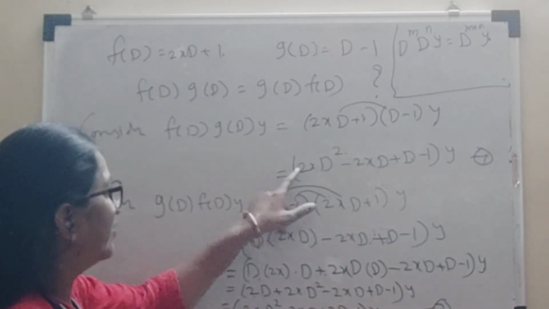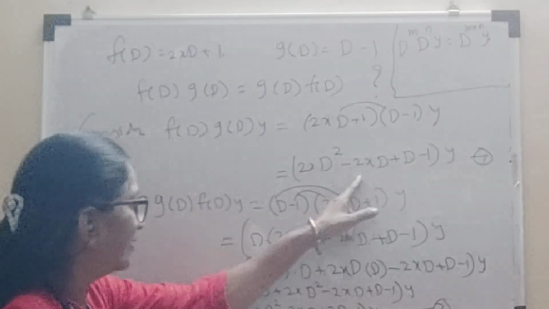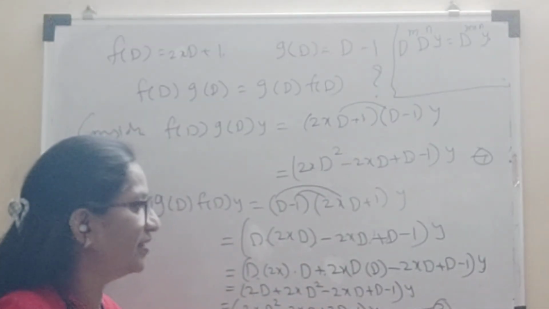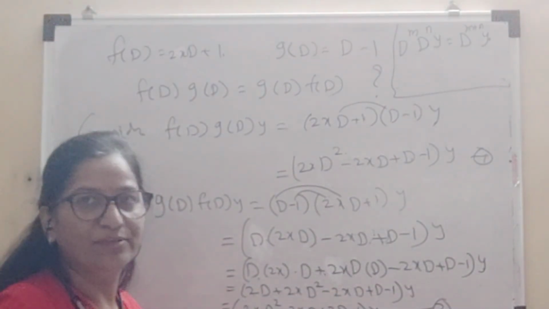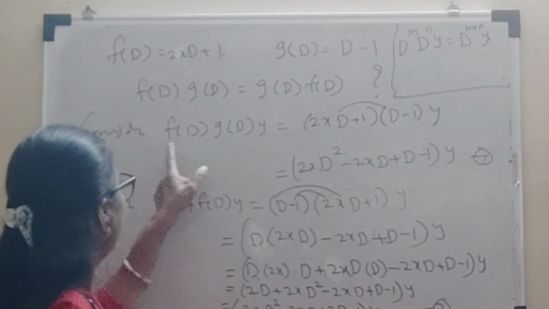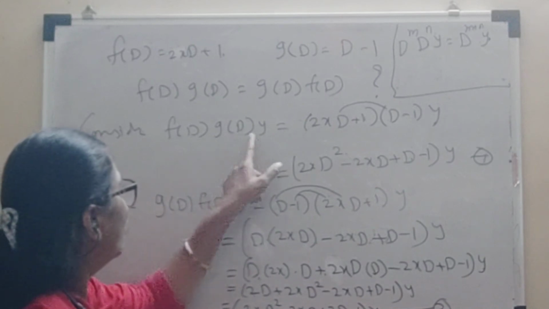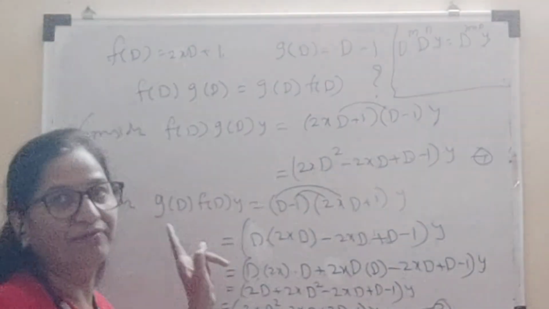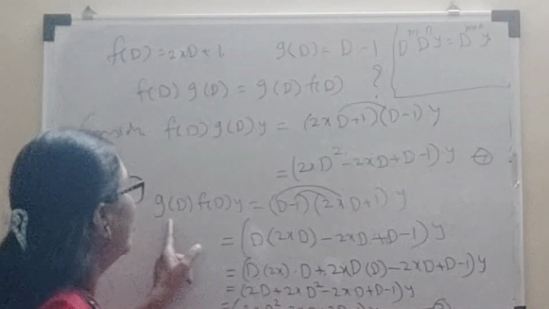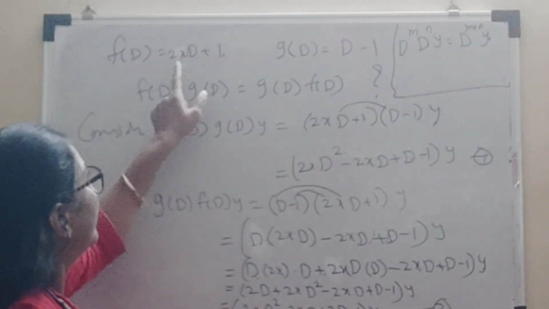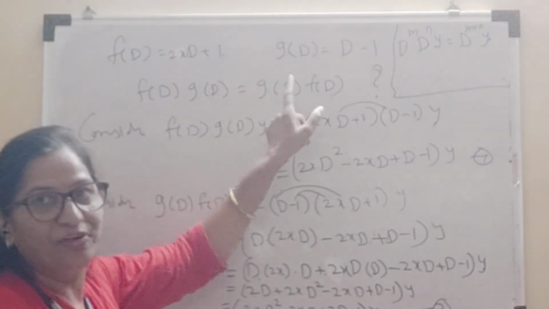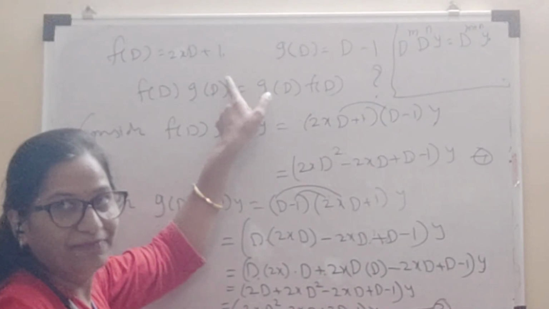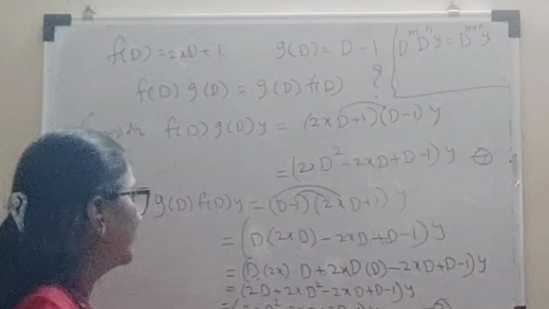From equations 1 and 2, the first term is identical, the second term is also identical, but what about the third term? Not identical, so that's why 1 is not equal to 2. Or f(D) operates on g(D) operates on y is not equal to g(D) operates on f(D) operates on y. So the commutative law does not hold when f(D) or g(D) contains some functions of x.